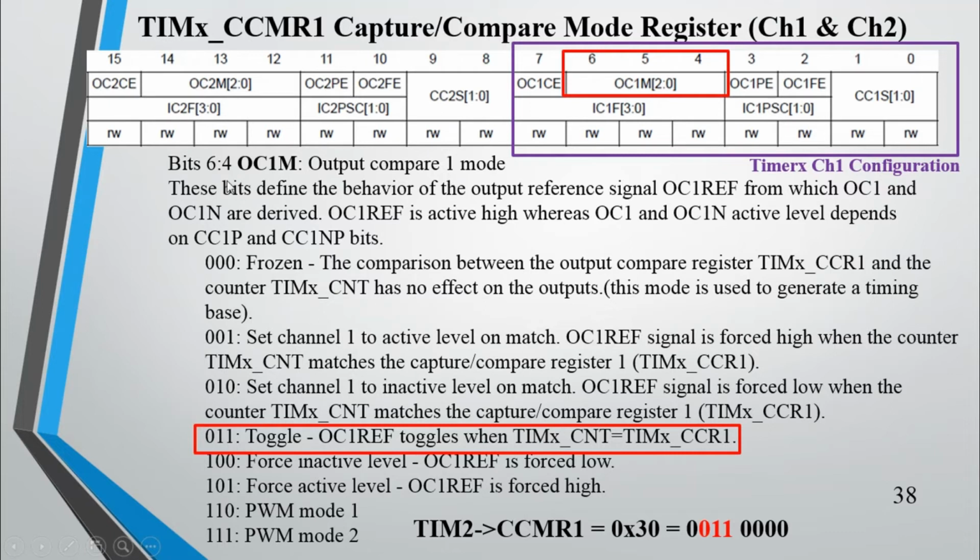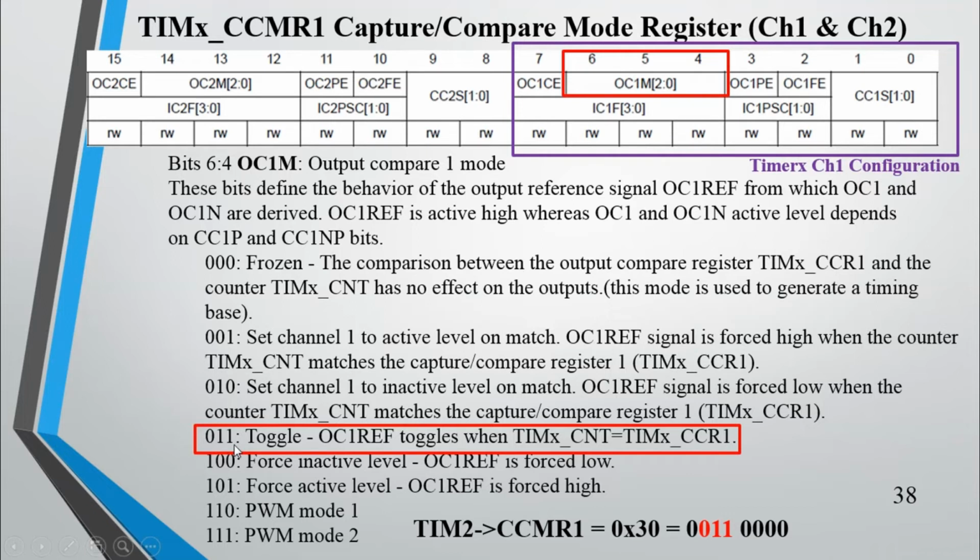Right? So what values can be written to these 3 bits? If you write 0, 0, 0, it will be frozen, that means nothing will happen. You can write 0, 0, 1, which will set channel 1 to active level on match. Similarly, 8 combinations are possible. But here I am going to select 0, 1, 1.